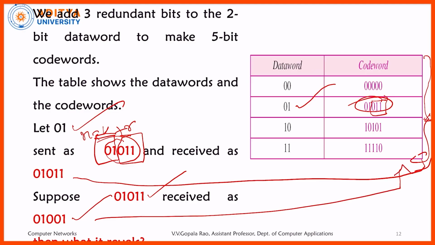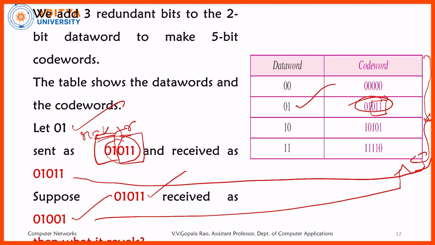No, in the code words list there is no pattern matching 0 1 0 0 1, which is the actual received pattern. So it automatically notices that some corruption has taken place. So an error has occurred in this case.